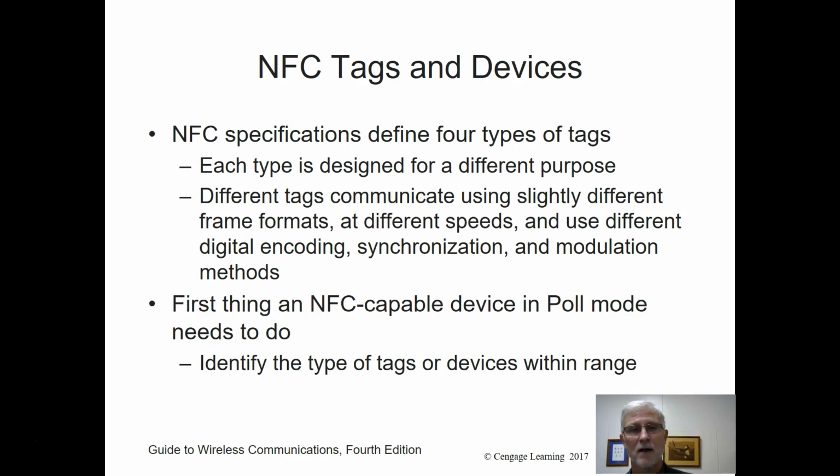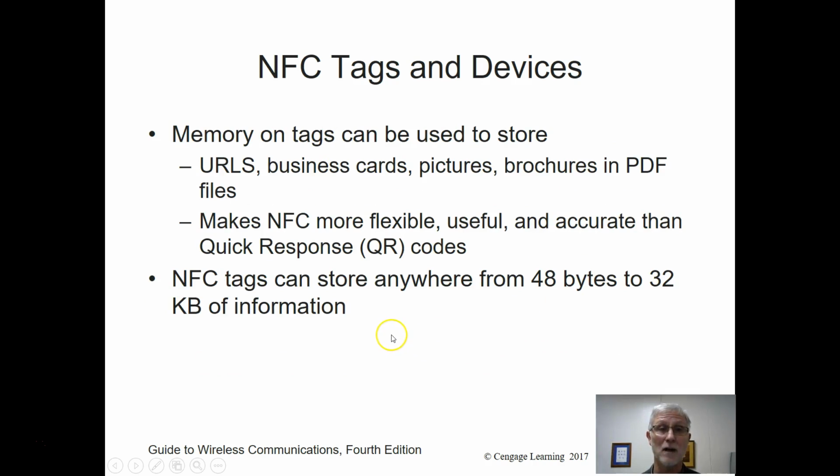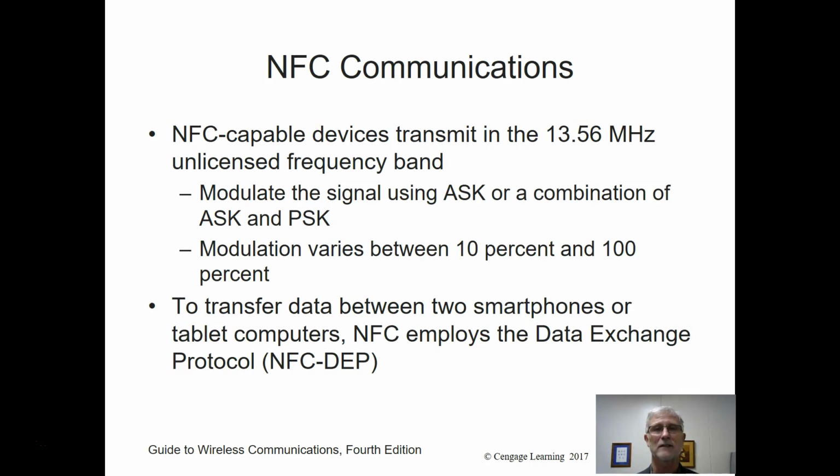Now, it has four different types of tags and devices. Each one is designed for something different, and they communicate slightly differently, with different formats and different speeds. But first, a capable device has to be able to poll. It has to be able to identify the tags and devices within its range. And then it can store memory, what the tags can be used for. How much information you can store varies. So it's just a lot of information.